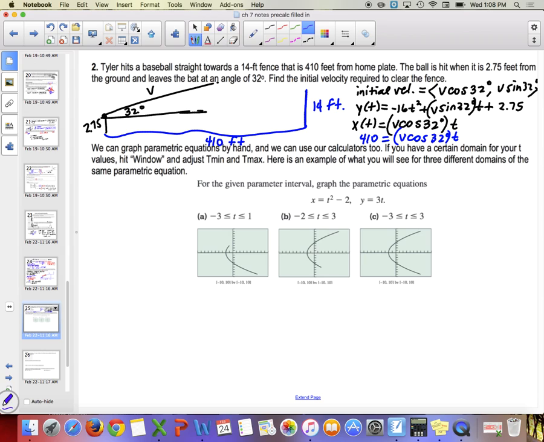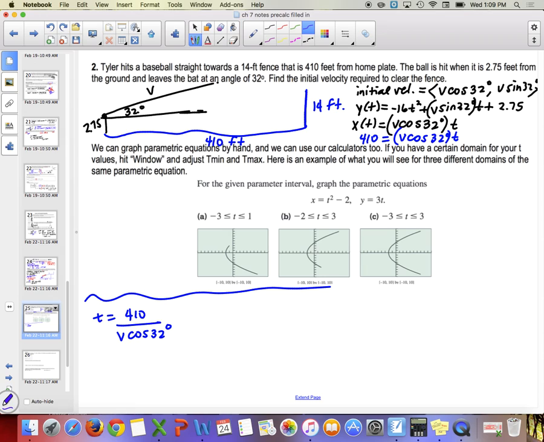All right, and it's going to be momentarily messy. I'm going to put it down here where there's more room because I drew my picture way too big. So if I solve for t, I end up getting 410 divided by v cosine of 32. That's going to be the time that we plug into the y of t equation.